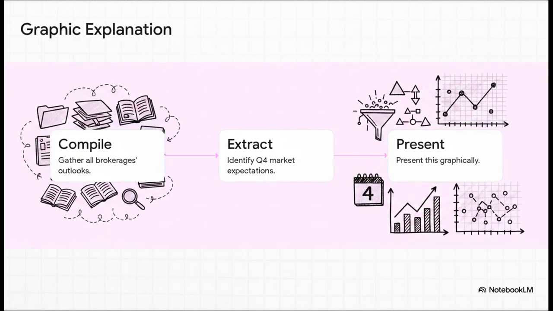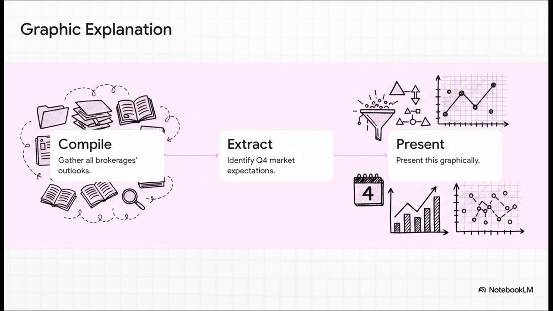Since we're examining the framework of this request, let's look at the exact steps analysts take to translate all that raw brokerage data into the visual charts the source is asking for. First up, you compile the individual analyst and brokerage reports specifically targeting that Q4 timeline. Second, you extract the hard data, the price targets, the ratings, the revenue forecasts. And third, you plot these data points.